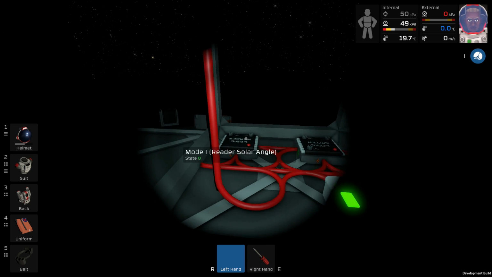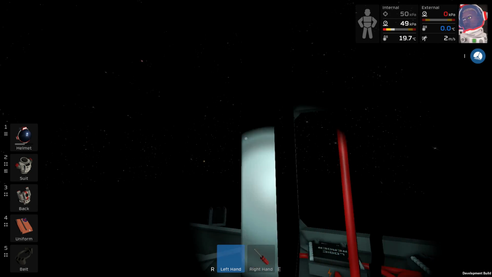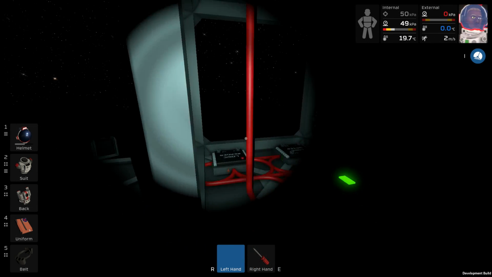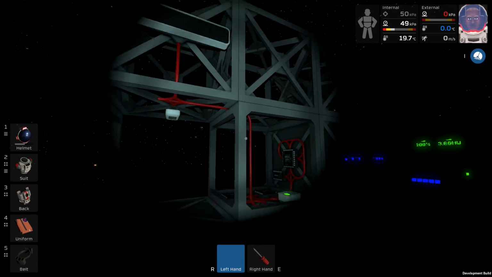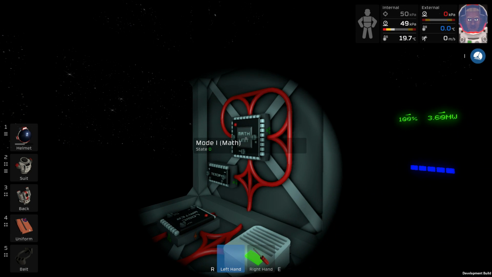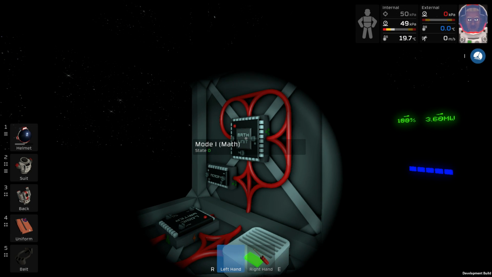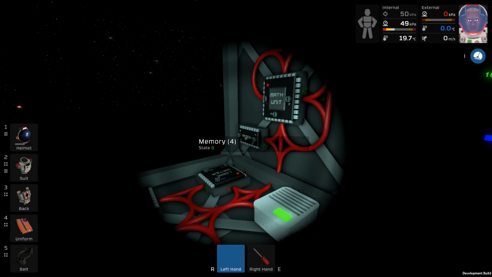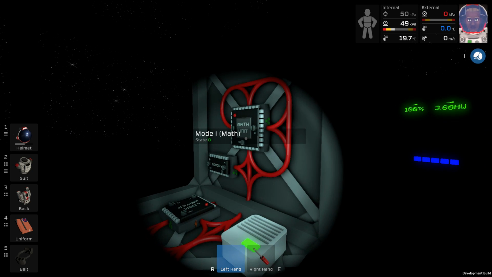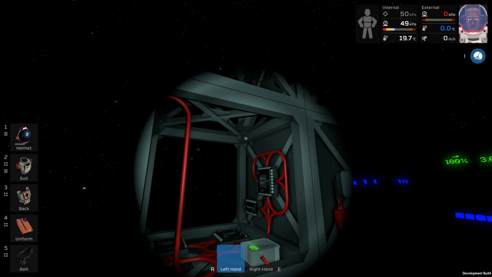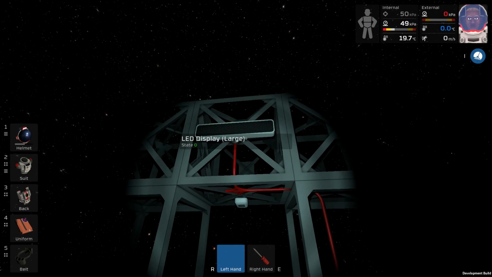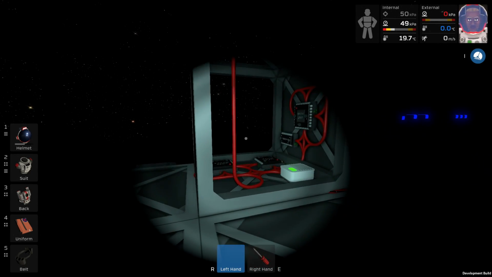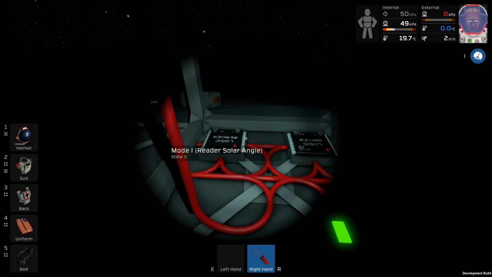Anyways, what I've done at the moment is I set up mode number 1. What we have here is a reader that is reading from this unit here, this sensor. And then we have a writer which is going to write to this display. And then finally we have the math unit, which is going to take memory 4 because we needed to multiply our solar angle with 4 in order to get the minutes. So possibly I'm going to need yet another math module in order to actually translate that into minutes. But yeah, I will have to think about that. Let's first see whether or not it works actually.